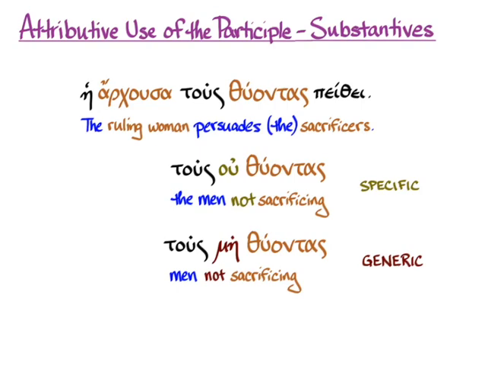In the positive, without an ou or a me, you can't tell the difference. You have to know from context which one you're looking at. But you get a nice bonus with the negative. It's going to tell you which one it is. So with an ou, it would mean the men not sacrificing, or perhaps the men who aren't sacrificing. And with the me, it would be the class, men not sacrificing, or those who don't sacrifice.